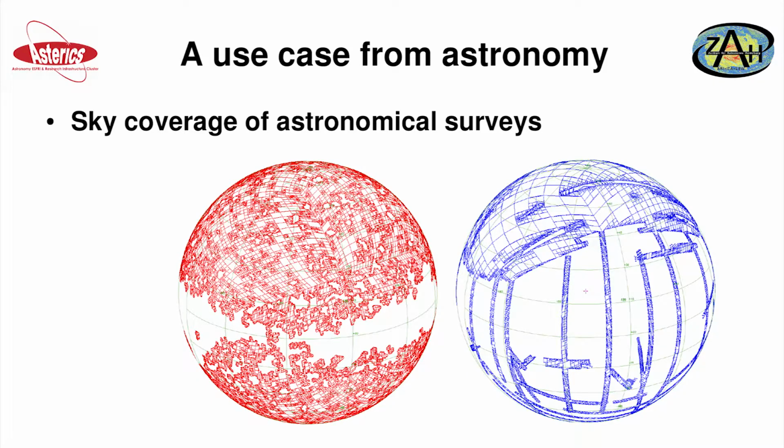So let's take a look here. What we see here are 2 examples of coverage of the sky. So these are spheres of astronomical surveys with whatever kind of instruments. I don't know what kind of instruments they use.